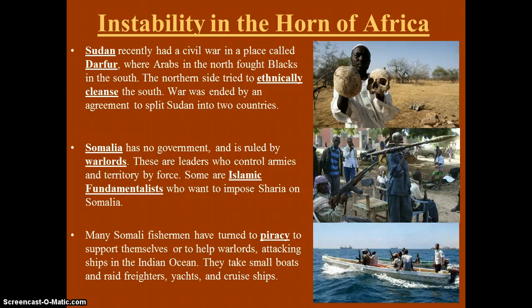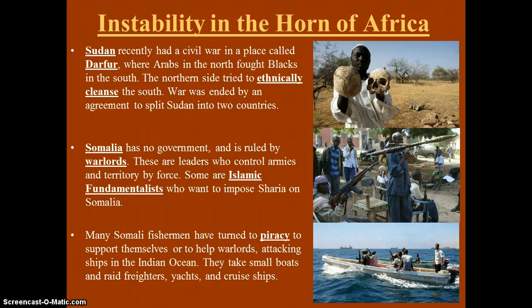Regarding instability in the Horn of Africa, you've got Sudan, which had a civil war in a place called Darfur, and this is where the Arabs in the north fought the blacks in the south. The northern side tried to ethnically cleanse the south. We've talked about ethnic cleansing a couple of times now. The war ended with an agreement to split Sudan into two countries.